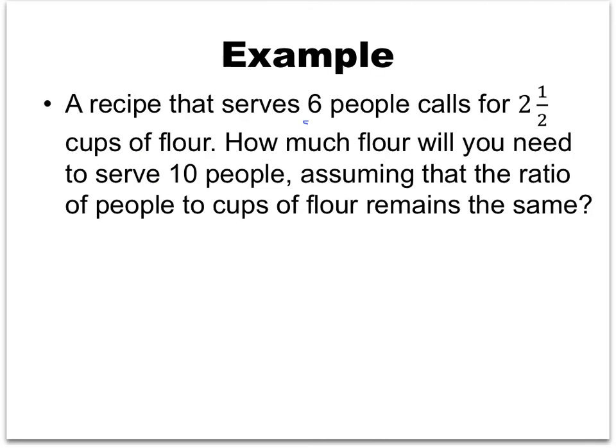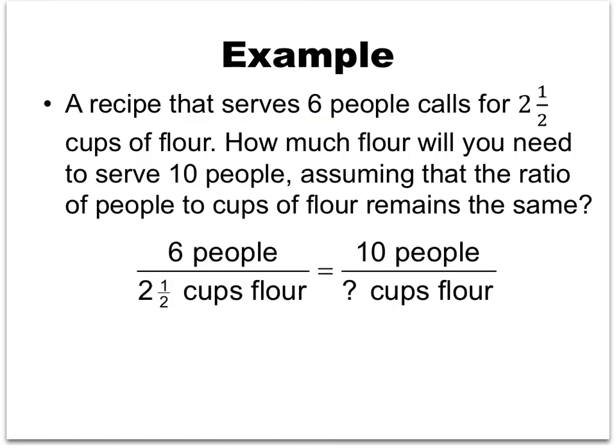So notice that we have this relationship between number of people served and the cups of flour, so we do have a ratio. And so we want to make a bigger batch in order to serve 10 people. Question is, how much flour are we going to need? So let's set this up as a cross multiplication. So we're going to set up a proportion. We're going to take this original ratio of 6 people to 2.5 cups of flour and set this equal to 10 people divided by the unknown cups of flour. Now don't let the fact that this number over here in this denominator is a mixed number scare you. It's just a number. So let's solve this.